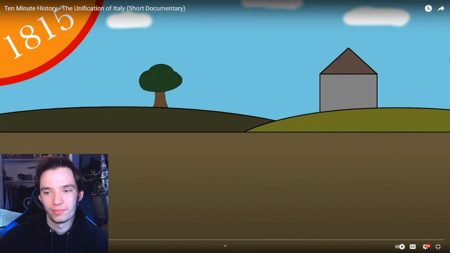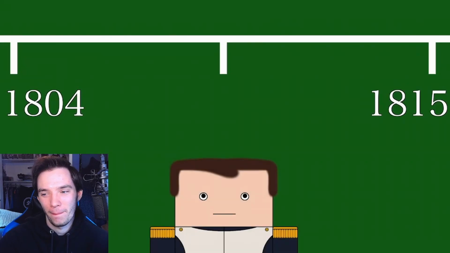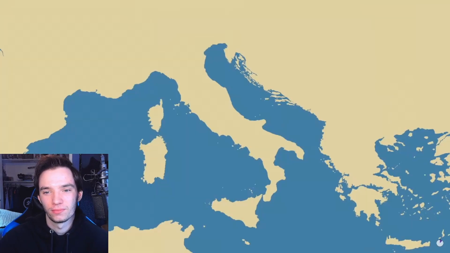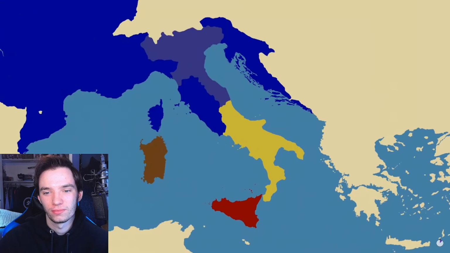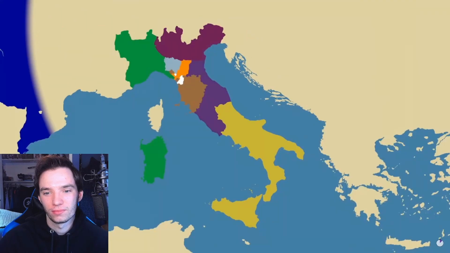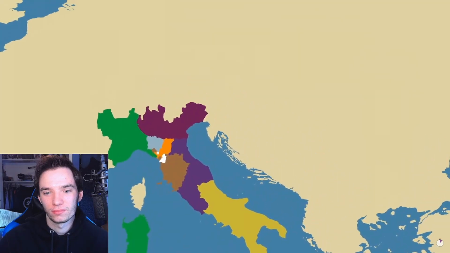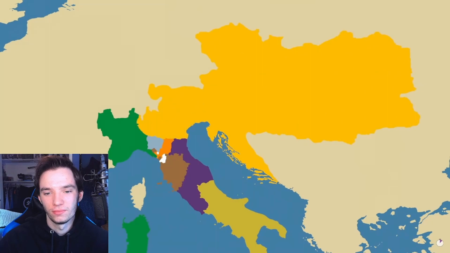1815 and Napoleon has been defeated. During his time as the French emperor, he had redrawn the borders of the states in Italy to look like this. After the Vienna settlement, they were changed to this, mostly to what they had been before, except that the Austrian Empire was given control over Lombardy and Venetia.